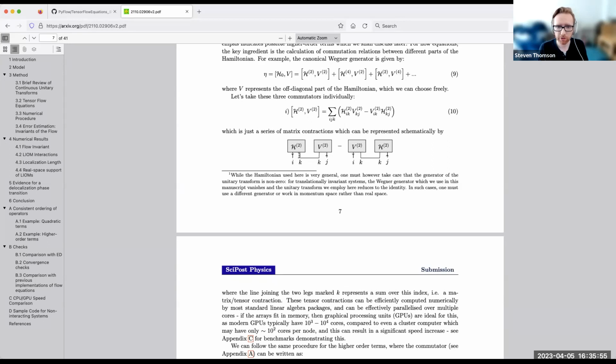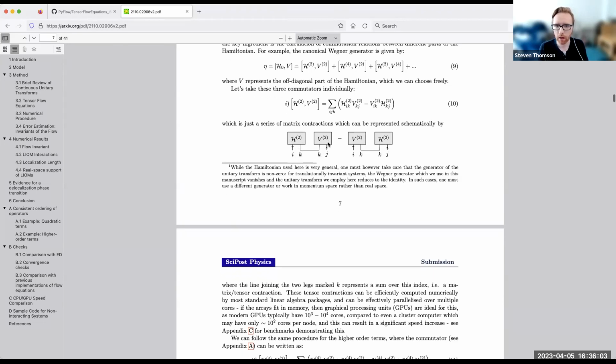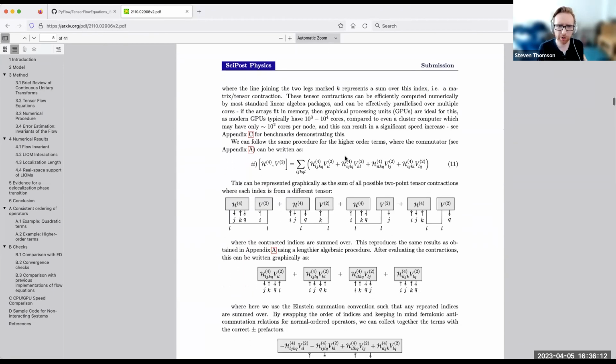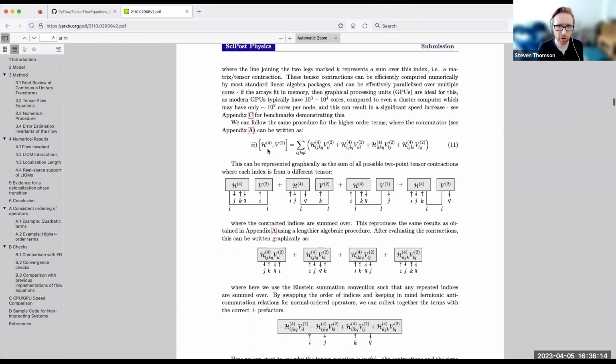So all I'm doing here is contracting one of the indices, setting both these indices equal to each other, and then summing over k, summing over the repeated index. For the quadratic case, it's relatively simple to do this by hand, and then you can check that the graphical notation gives you the same thing. It gets a bit more interesting when you're looking at these higher order commutators.